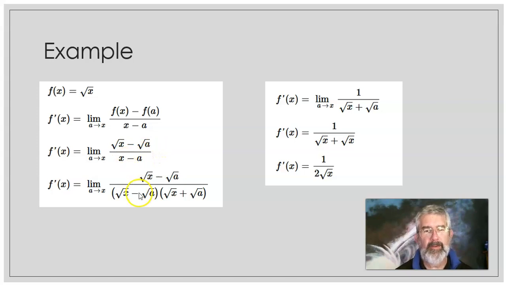So here, factor this in the denominator, square root of x minus the square root of a times the square root of x plus the square root of a. Those things cancel out, leaving just a 1 on the top and a radical x plus radical a on the bottom. Now I can plug in the a going to x, so that a turns into an x, and it looks like this. And it turns out that the derivative of the square root function is 1 over 2 times the square root of x.